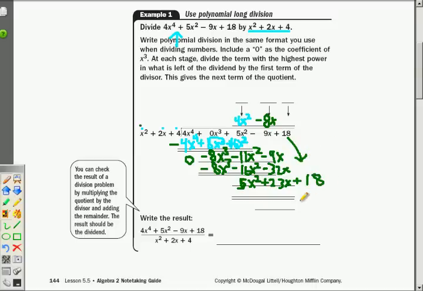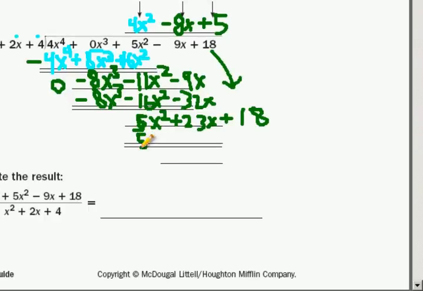Now, what times x squared is 5x squared? Well, it's 5. So I have plus 5 at the end here. 5x squared plus 10x plus 20.